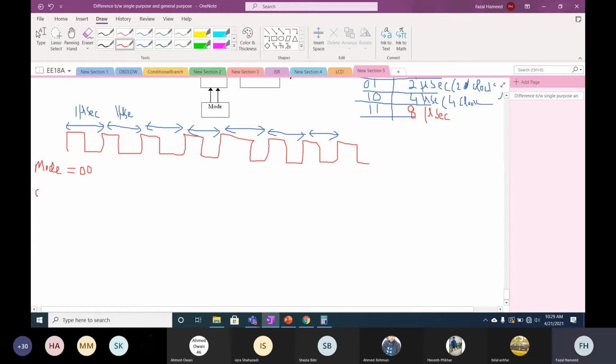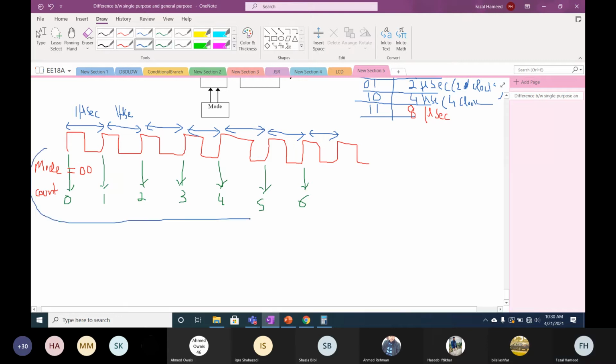So now what will be the value of count? The count will be 0 at this point. At this point it will be 1. At this point it will be 2, then 3, then 4, then 5, and at this point it will be 6, because the mode is 0 0.